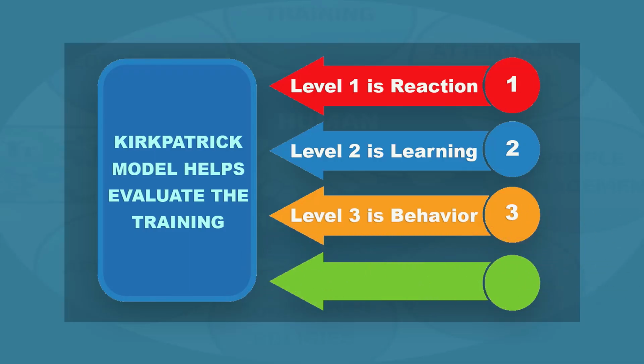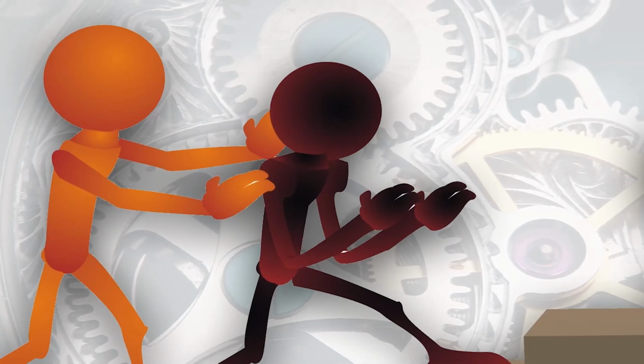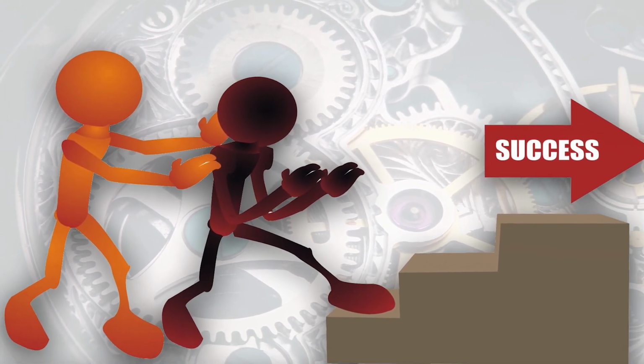Level 3 is behavior. In this, employees' behavior is tested when they are back on the job to understand to what level they apply what they learned during training. Level 4 is results. Finally, the last level is to check which targeted outcomes have occurred as a result of the training.